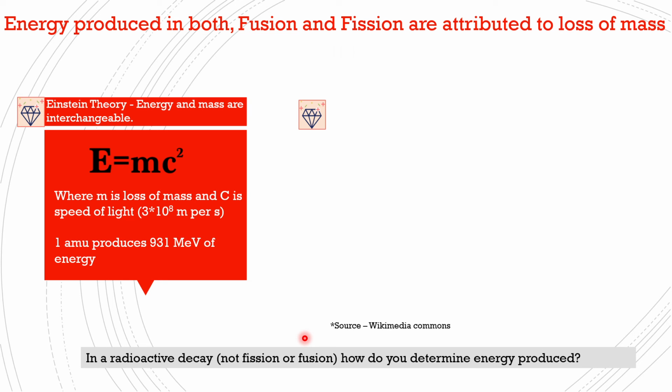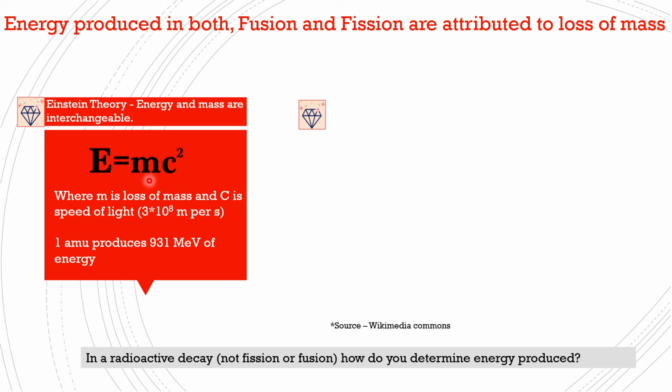So that brings another important topic. What is the loss of mass and what is its relationship with the energy that is produced? So we apply Einstein's theory. Einstein established that energy and mass are interchangeable. Whenever there is loss of mass, it will be converted into energy, and the relationship is established by E is equal to mc square, where m represents the loss of mass.